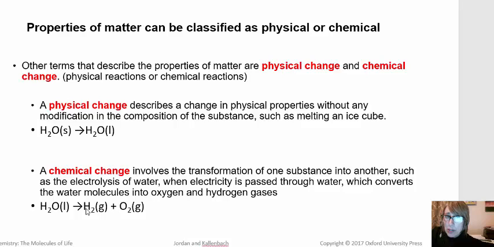H2, this chemical is hydrogen. O2, this chemical is oxygen. They have different formulas, different names, they're different chemicals. And they're also in the gas phase. So there is a phase change here, but more importantly, we form new chemicals. So anytime a new chemical is formed, that is a chemical change.